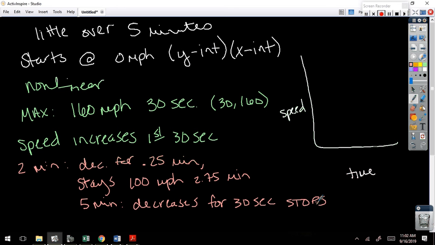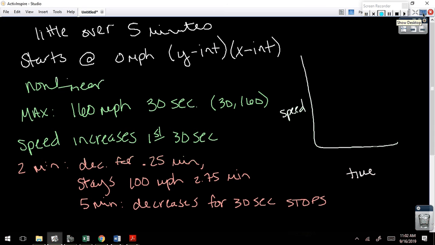So let's think about what this looks like graphically, okay? All right, my time I'm going to do in minutes. The whole ride is right over 5 minutes, right? So I'm going to go 1, 2, 3, 4, and 5. My speed is ranging from 0 up to what? 160. I'm going to go by 20s. 20, 40, 60, 80.